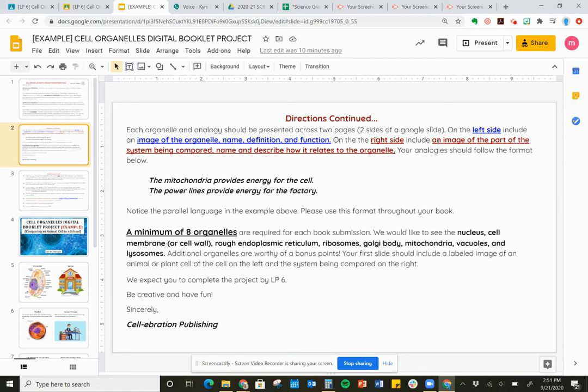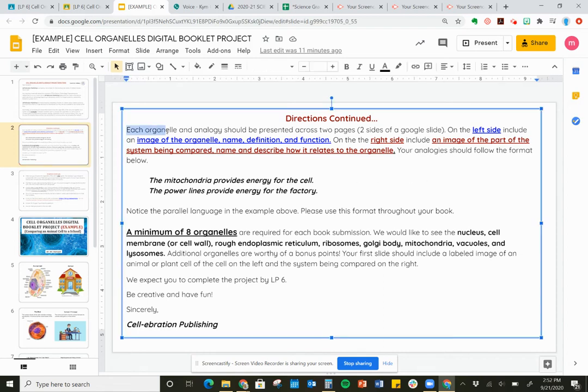I didn't jump around to different systems. Once I picked school, I'm going to choose the parts of a school to compare to a cell. If you choose a car, then you have to use the parts of a car to compare to a cell. If you choose a city, then you use the parts of a city to compare to a cell, all right? And then hopefully when you see the example here in just a minute, you'll have a better idea of what you need to do.